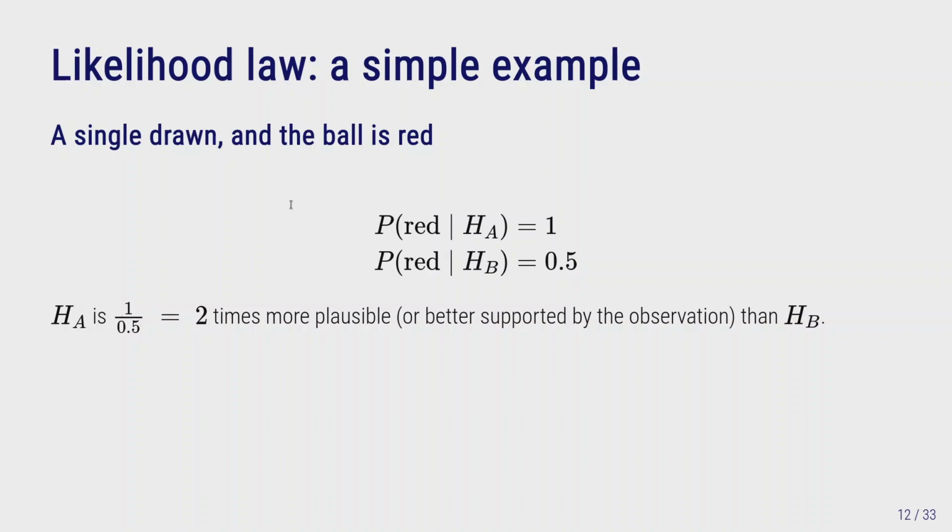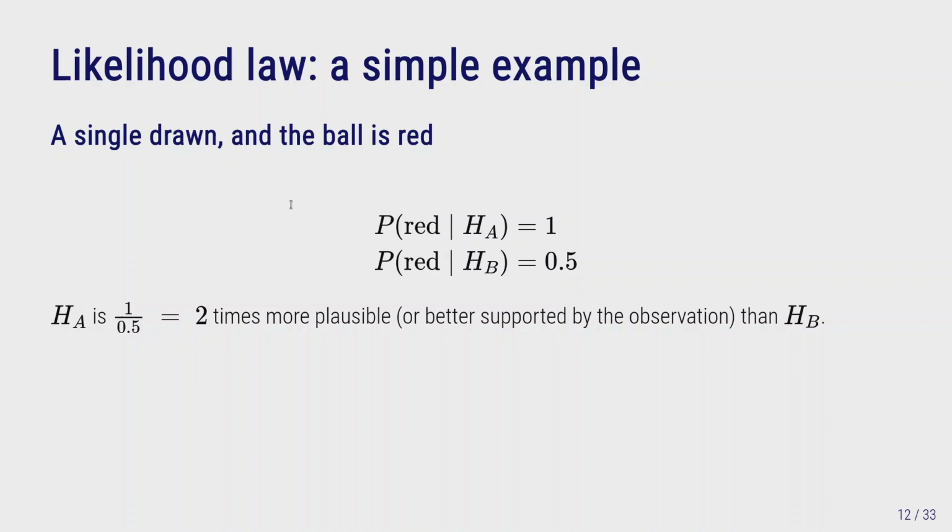According to hypothesis A, what is the probability of this observation, that in a single draw the ball is red, given hypothesis A? Or what is the probability that hypothesis A assigns to this observation? One, right? And what is this probability for hypothesis B? It's half, 0.5, right? So according to the two hypotheses, this observation is possible. This observation would reject the hypothesis that all balls are white, for example. But both hypotheses say this observation is possible, they just assign different probabilities to it.